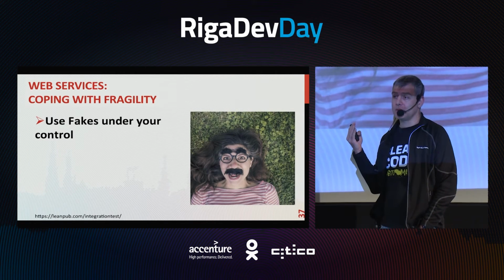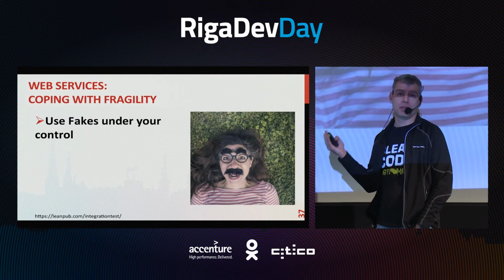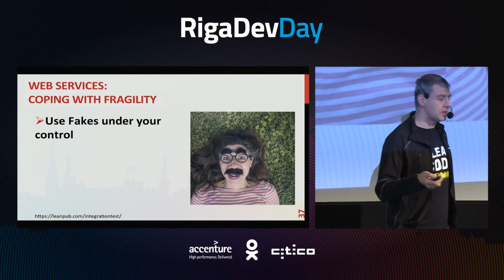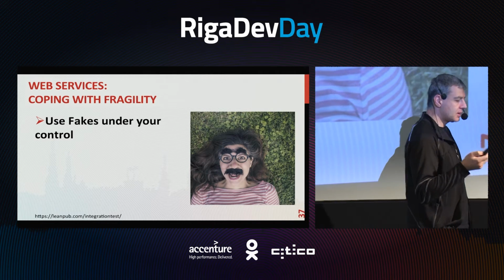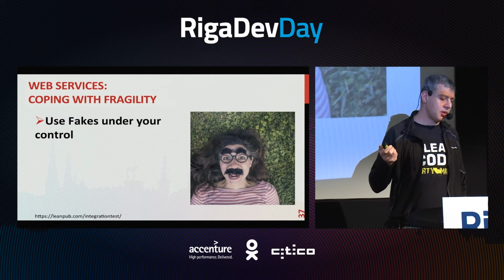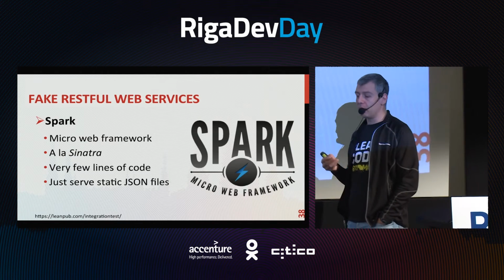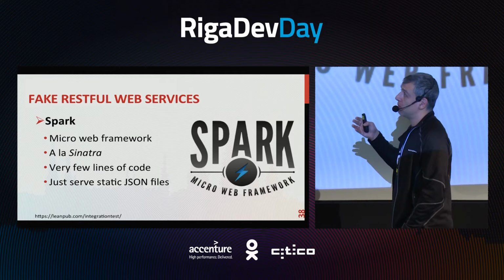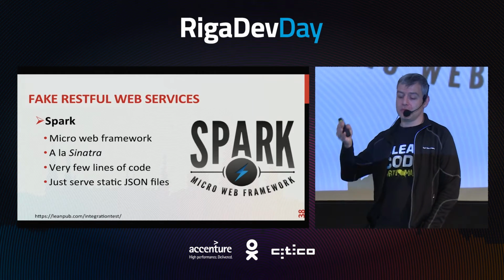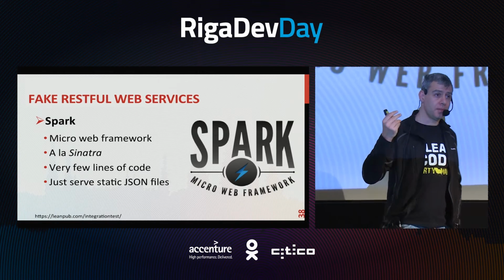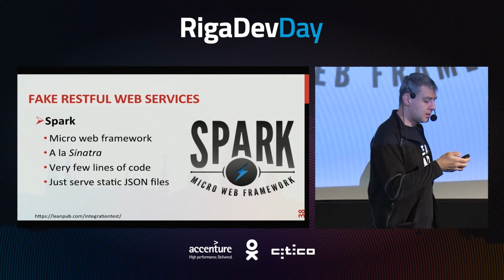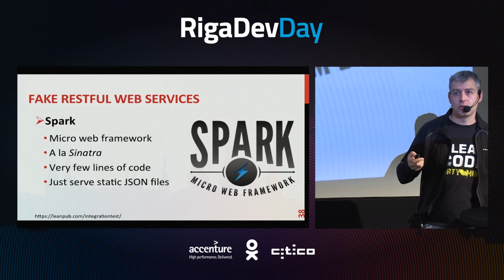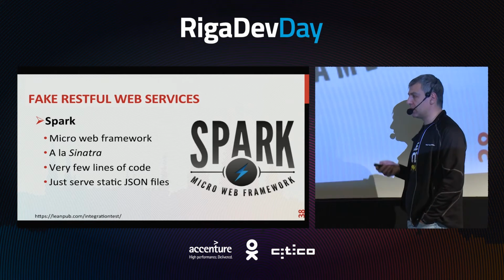How do we cope with that? Same techniques. We use fakes. And in this case, since we don't have such already made fakes, we make the fakes ourselves. So for RESTful web services, we can use small micro web frameworks. Spark is one, there are others, and basically Spark is just very easy to set up, and in this case, you can just serve a static JSON file.